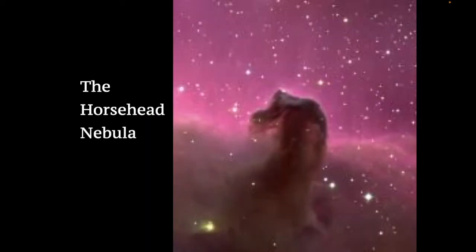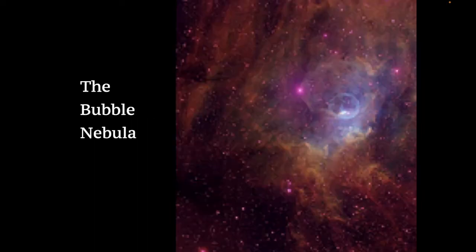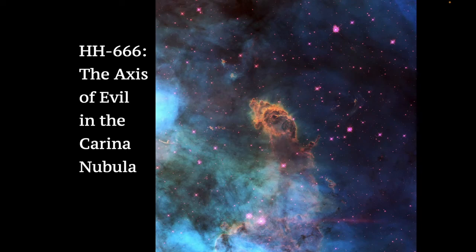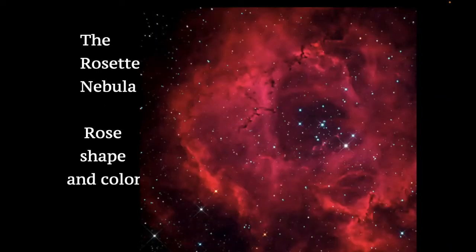This is the Horsehead Nebula. See if you can kind of see that, where they're getting the name from. This is the Bubble Nebula. This is the Eagle Nebula. And you can kind of see the beak and the head is kind of pointing up to the top right. And the wings and body kind of spreads to the middle to left. Then we have the axis of evil. Looks like an evil eye. We have the Rose Nebula, or the Rosette Nebula.